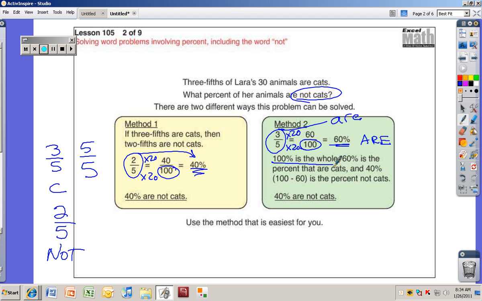So 100% is the whole thing. 60% are cats, which makes 40% not cats, because 100% is all the animals. 100 minus 60 is 40, so 40% are not cats. You can see these answers are the same, just two different ways to get the answer. Use the one that's easiest for you.